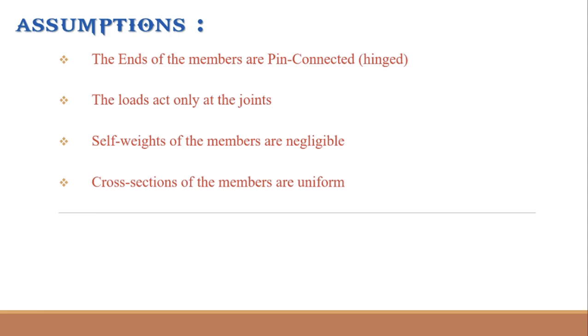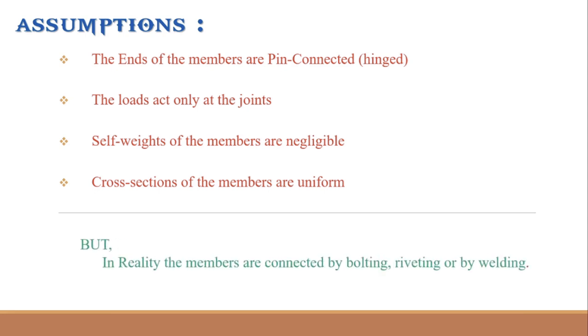Here in the truss we always maintain a uniform cross section, but in reality the members are connected by bolting, riveting, or by welding. Okay, so the ends connected are hinged only, but in reality we connect with bolting, riveting, and welding, which is not accurate, but at least it is approximate, nearer to the accurate value when we do the analysis. Okay, which we'll do later and discuss there. So these were the assumptions.